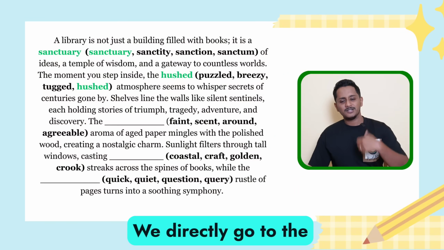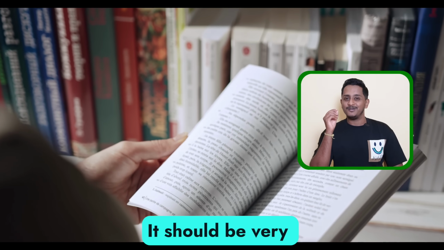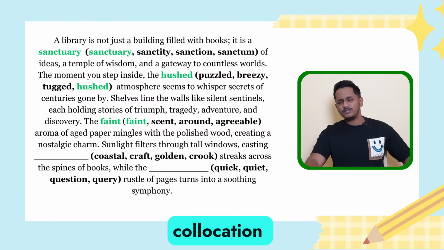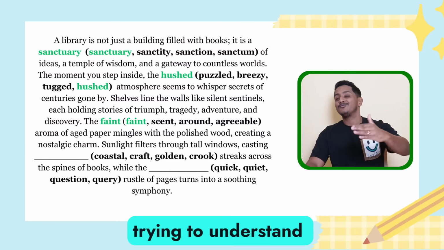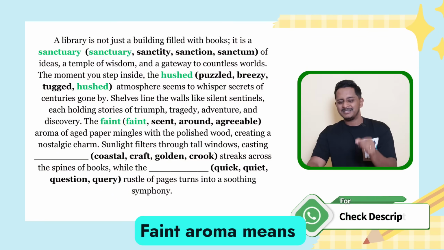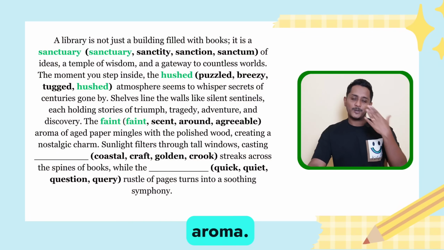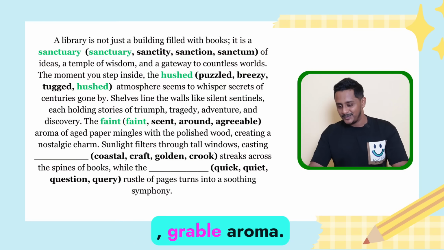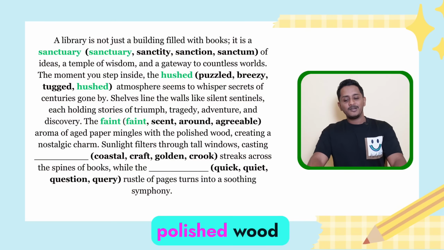We directly go to the third one. The dash aroma of aged paper. Now paper they're talking about, it should be very strong aroma. Faint aroma is the one that's a collocation, or strong aroma can also be a collocation. So now we are not trying to understand more about it. Faint aroma means light smell, we say, right? That's a faint aroma or strong aroma. Aroma means smell. We don't say scent aroma, around aroma, agreeable aroma. It should be a faint aroma of aged paper. Mingles with the polished wood.